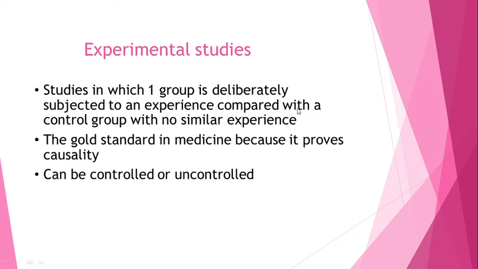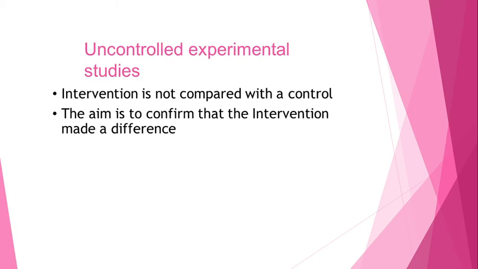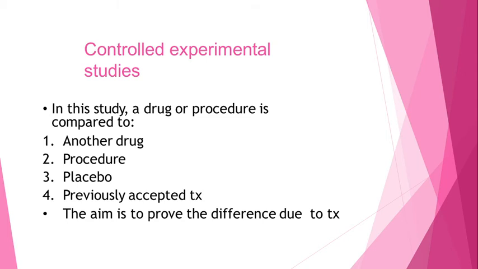Now there are experimental studies, in which one group is deliberately subjected to an experience and compared with a control group which has not experienced a similar event. It is the gold standard in medicine because it proves causality, and it can be either controlled or uncontrolled. Uncontrolled experimental studies are where the intervention is not compared with a control; it is just performed to confirm that there is some difference after doing some intervention in the management of the patient or in the drug therapy.